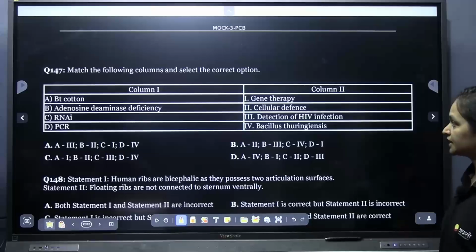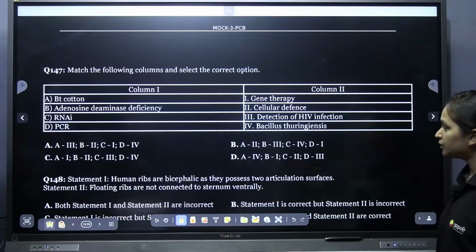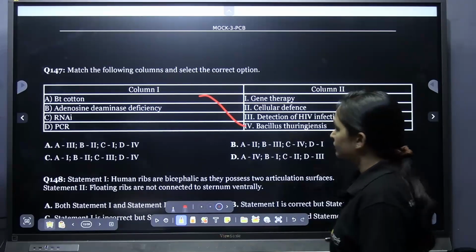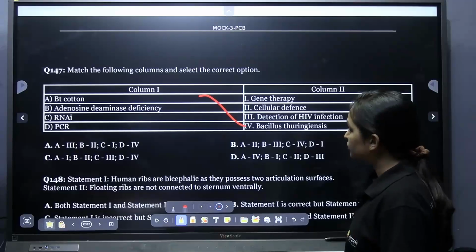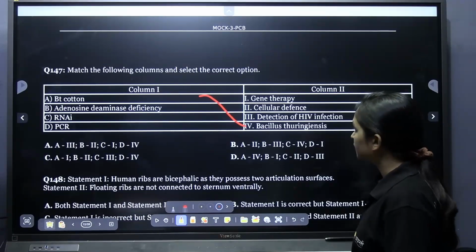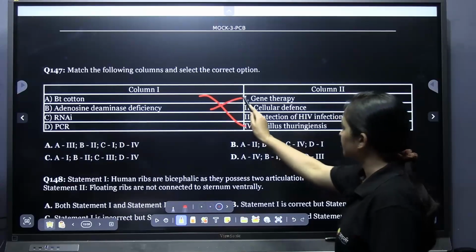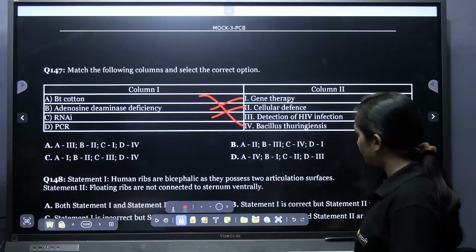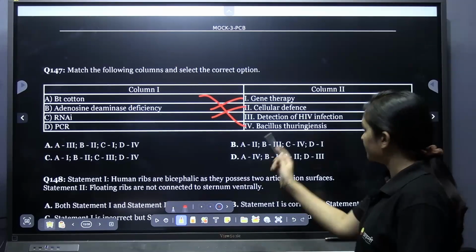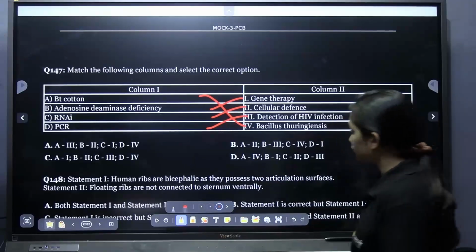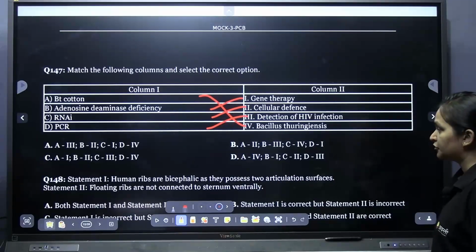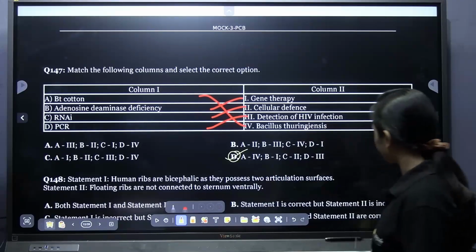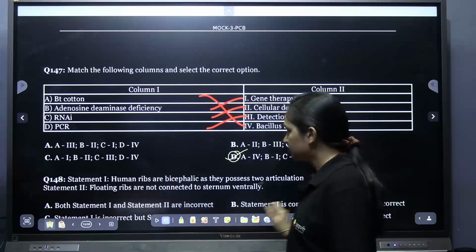Match the following columns and select the correct option. Again, match the following. BT means Bacillus thuringiensis. Adenosine deaminase deficiency can be treated through gene therapy. RNA interference is a cellular defense. PCR, with this technique we can detect the HIV infection. So, 1, 4. Option D. Only one has 1. So that is D for Delhi, the correct answer.